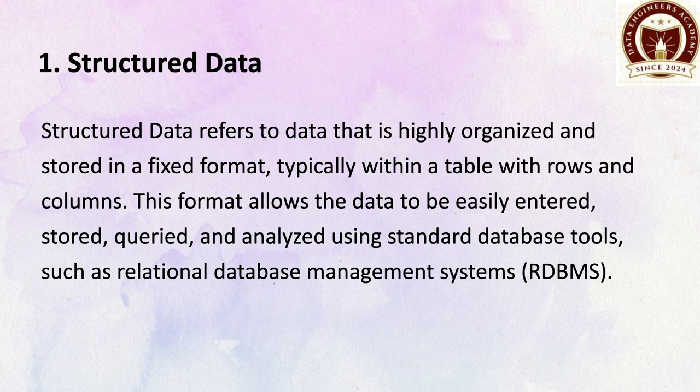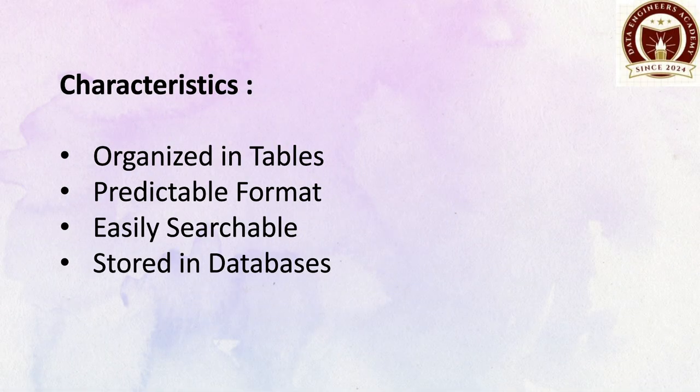Let us see the characteristics of structured data. First one is organized in tables. Structured data is often stored in rows and columns, like a spreadsheet or a database table. We have rows and columns in these organized tables. Each row is a single record, for example, one person's details. Each column is a specific type of information, for example, name, age, phone number.